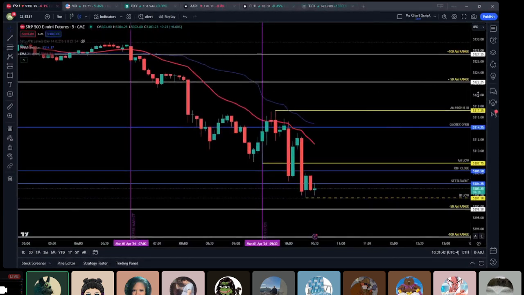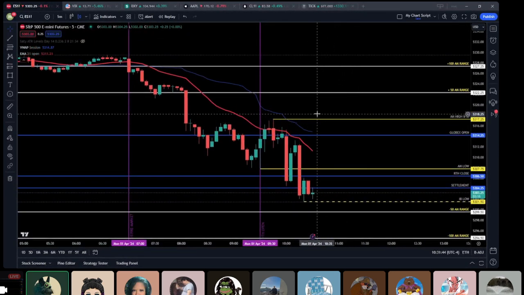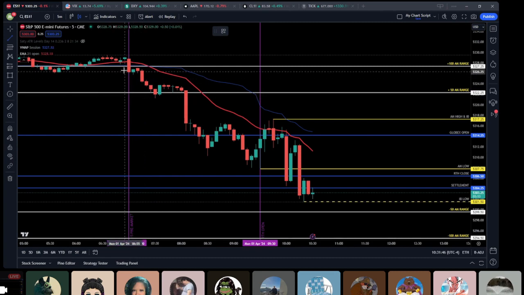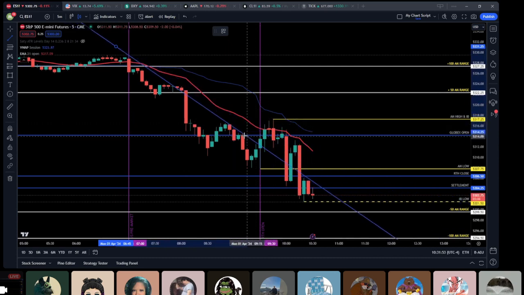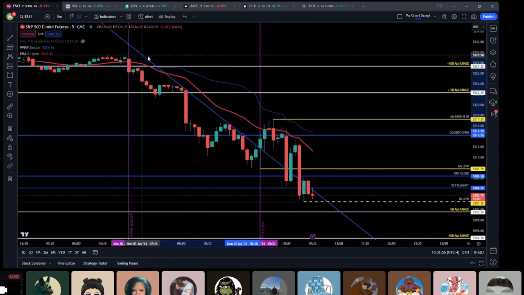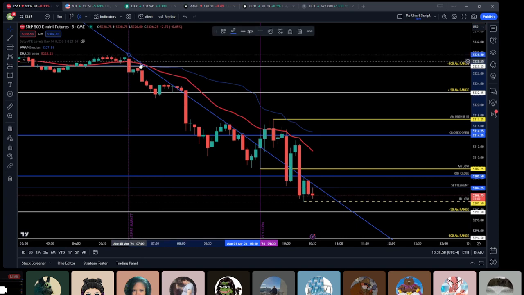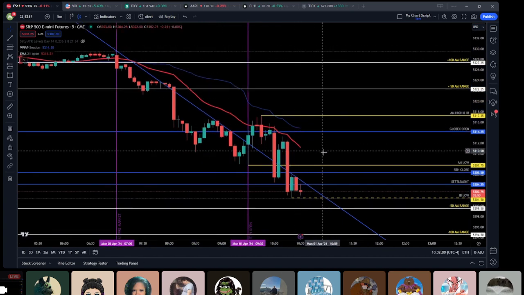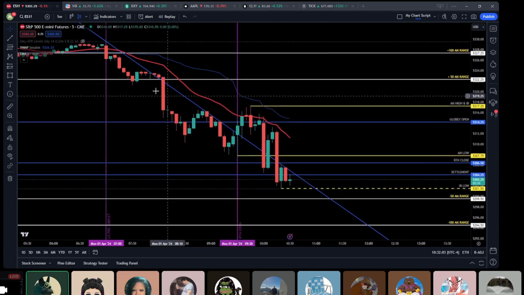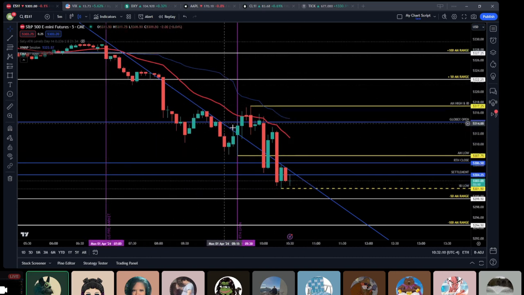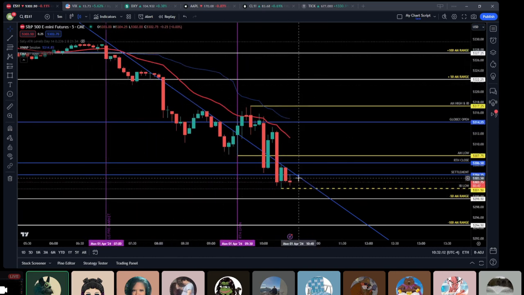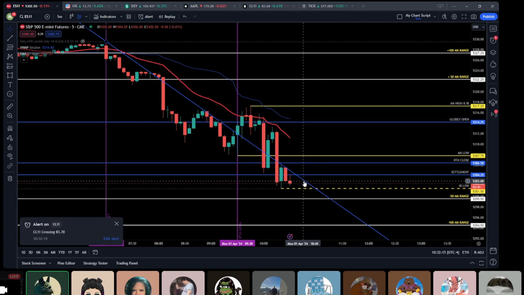And actually, for those that like trend lines, we can see that price since the US pre-market open has been hovering around this trend line, right? It has been in a sell-off mode.